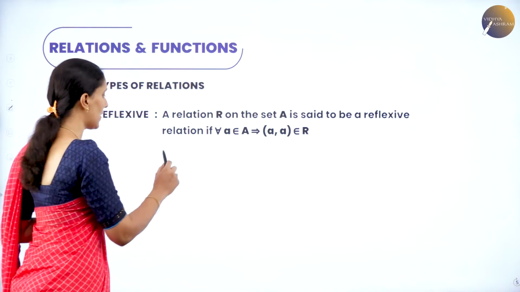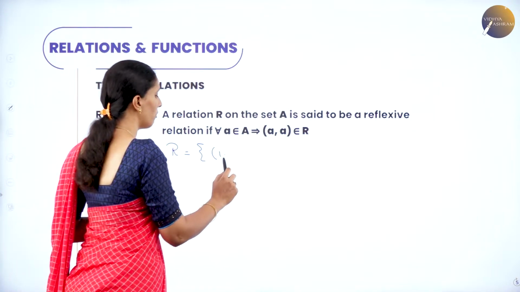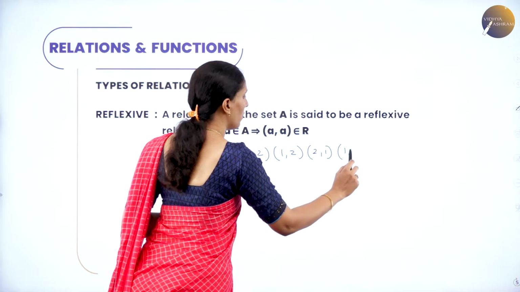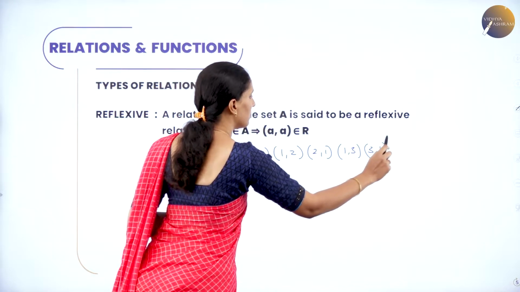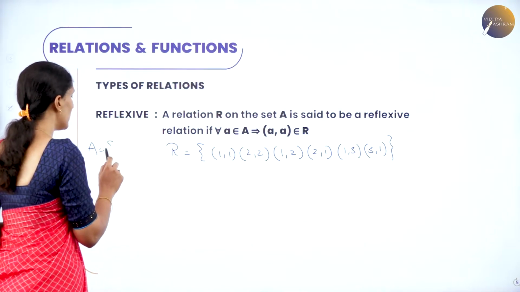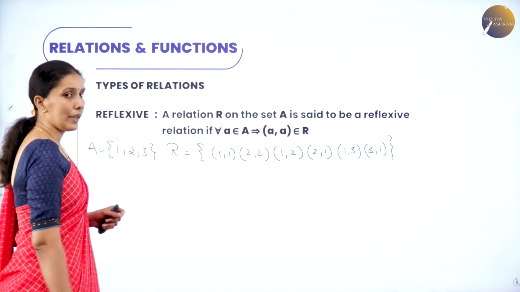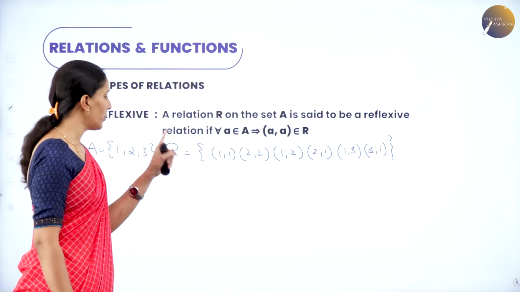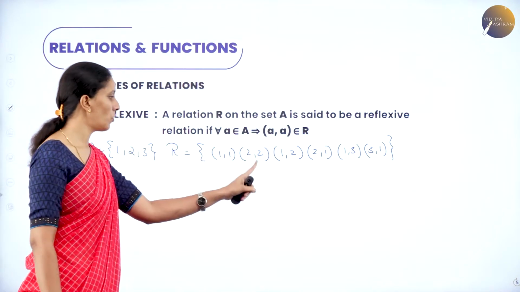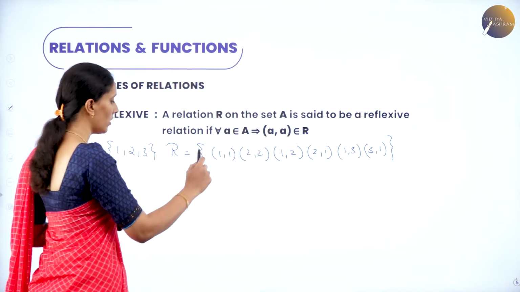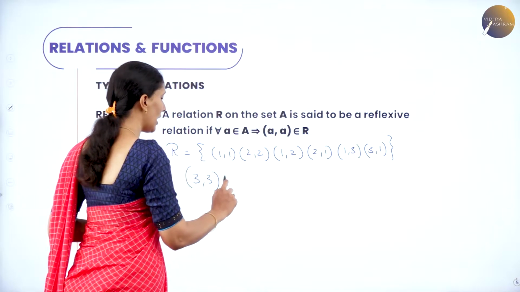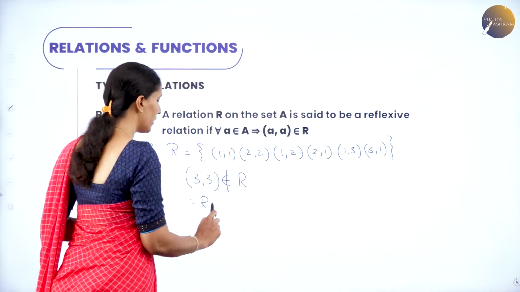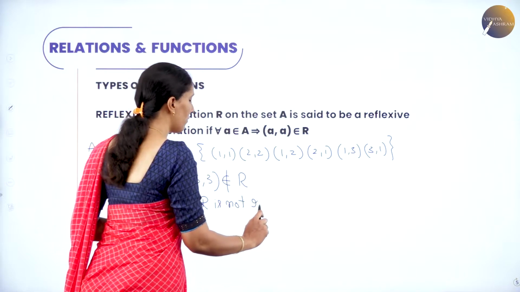Now, let me take one more example. Set R = {(1, 1), (2, 2), (1, 2), (2, 1), (1, 3), (3, 1)}. The set A is defined for the elements 1, 2, 3. Clearly, we can see here set A contains 3 elements, that is 1, 2, 3. For each element, you have (1, 1) for 1 and (2, 2) for 2, but for 3 there is no (3, 3). We don't have any element in the form of (3, 3) in the set R. So, therefore, we write R is not reflexive.